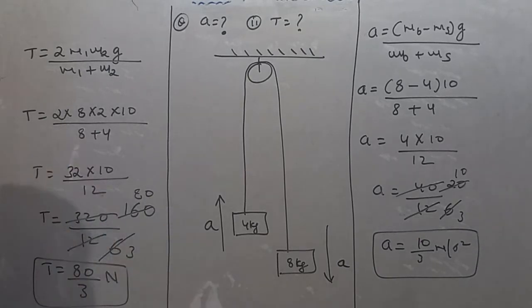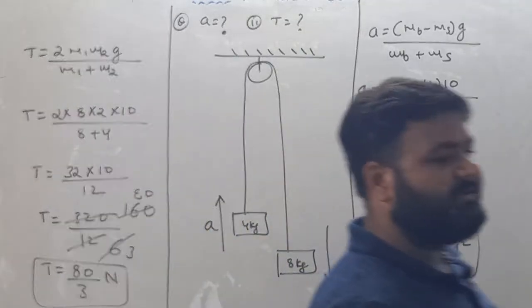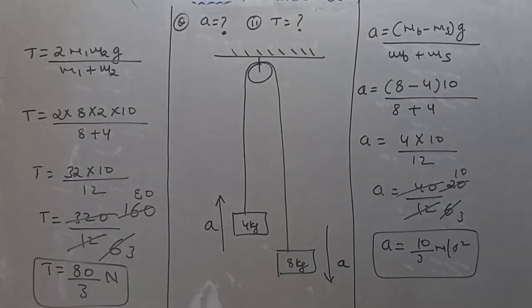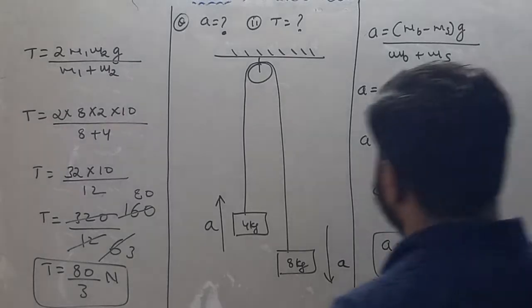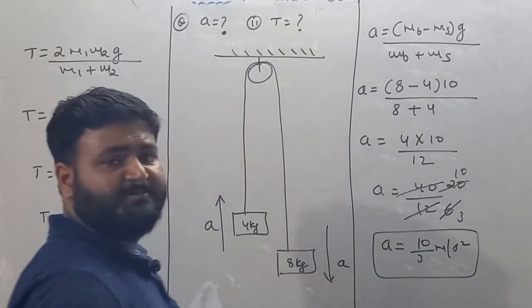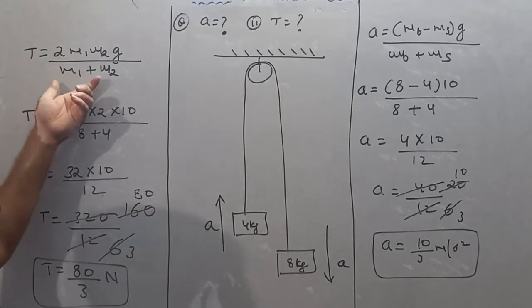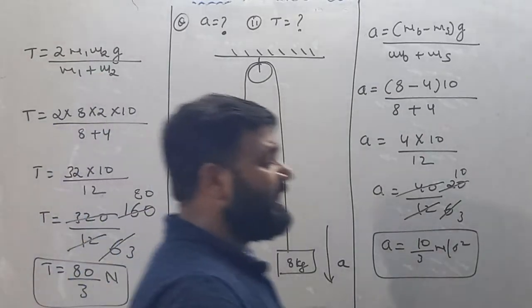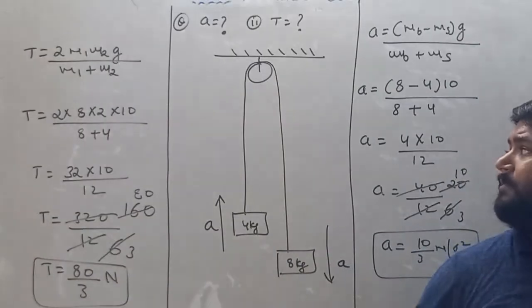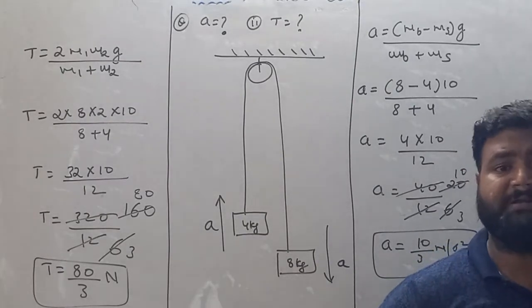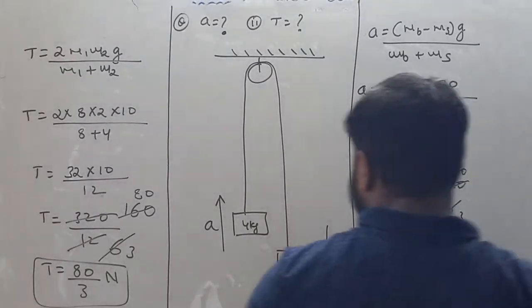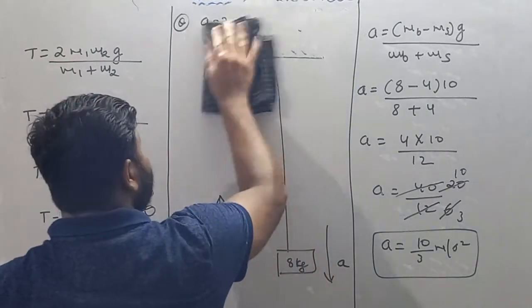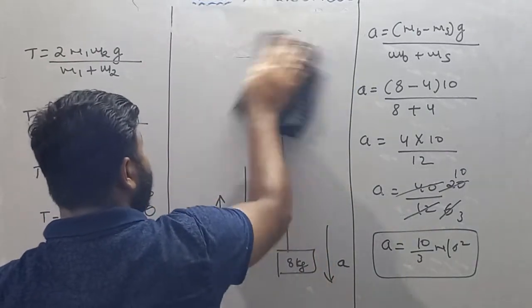So I hope you all understand how we get the value of tension and how we get the value of acceleration. Remember the formula. The formula of acceleration is mass of bigger block minus mass of smaller block into g upon mass of bigger block plus mass of smaller block. Similarly, the formula of tension is T is equal to 2 m1 m2 g upon m1 plus m2. Remember the formula. Now moving forward, my dear student, let's solve one more numerical, but this numerical is quite different compared to these two that we solved.